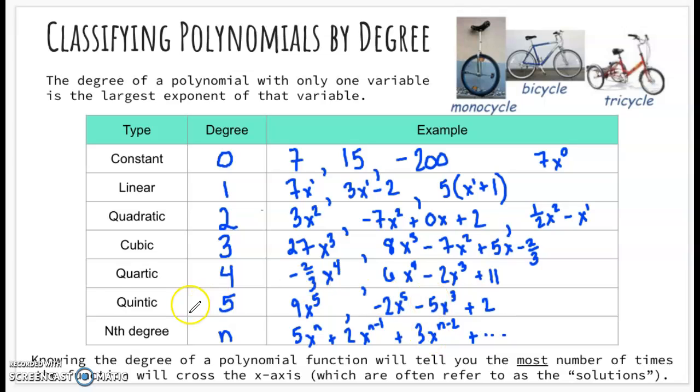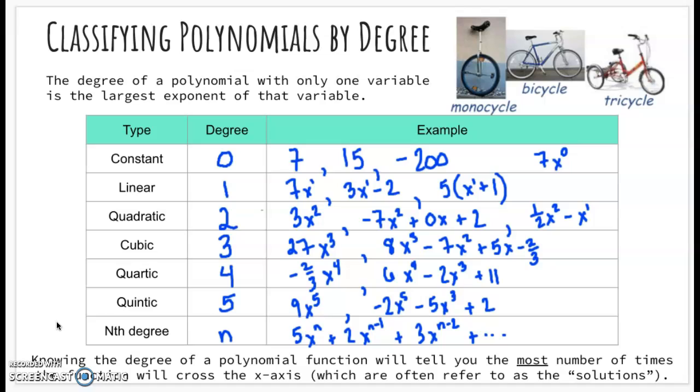You might be asking, why does it matter? Why do we need to know the degree of the polynomial? Well, knowing the degree of a polynomial function will tell you the most number of times the function will cross the x-axis, which we often refer to as the solutions to the polynomial.